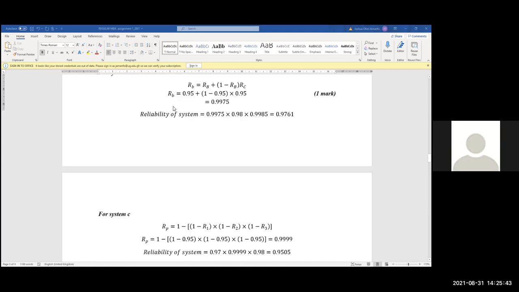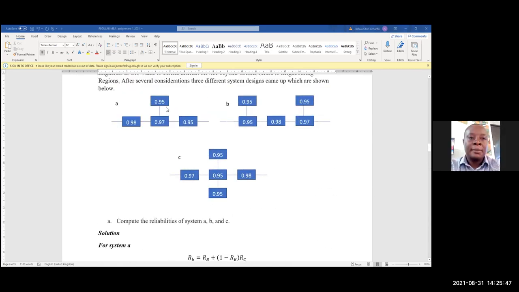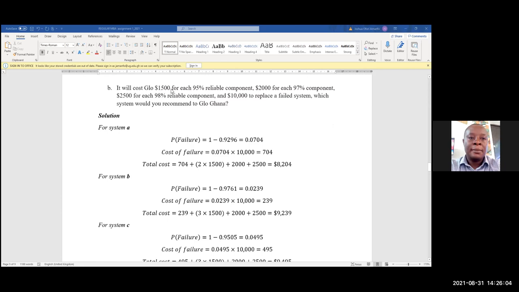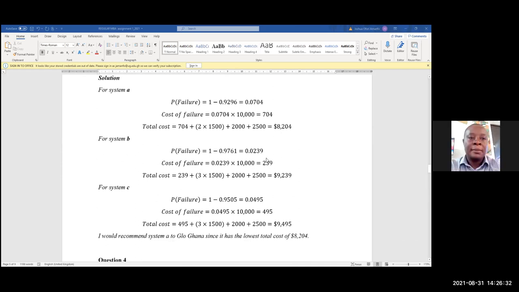And you have to refer to your system design. You have two of 0.95, one of 0.97, and one of 0.98. So the cost of 0.95 is 1,500, but we have two of it, so we multiply it by two. One of 0.97 is 2,000. One of 0.98 is 2,500. So all put together will give us 8,204. Right? Yes, please.